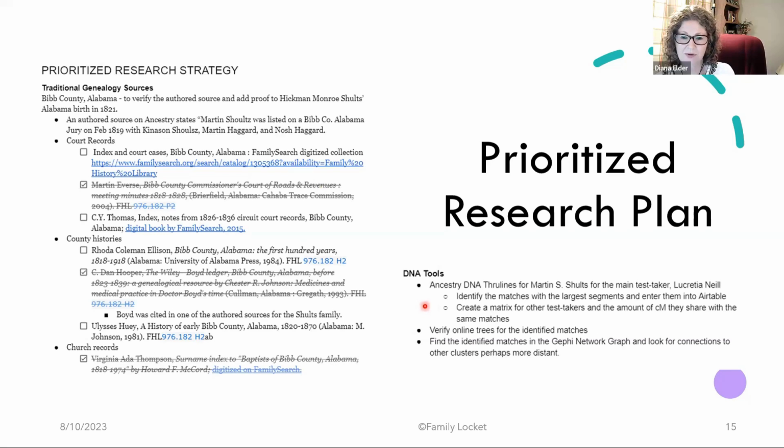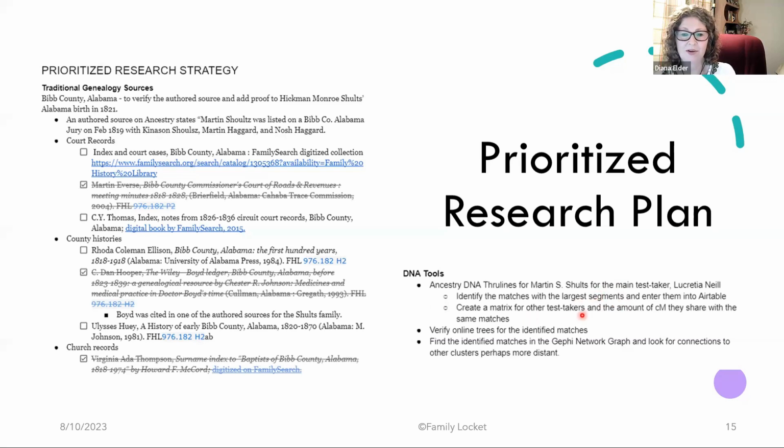Ancestry DNA through lines for Martin Shults. For the main test taker, Lucretia, is what I'm going to be using. She's my person. I always use her DNA. She's a generation closer than me. Identify the matches with the largest segments and enter them into Airtable. So this is my methodology for using through lines. I like to use the list view in through lines instead of the relationship view because then I can quickly see the people who are sharing the largest amount, and using those helps me get the best matches.